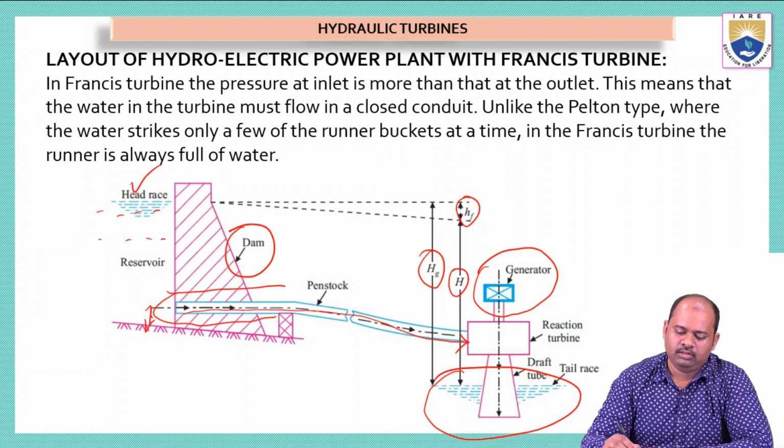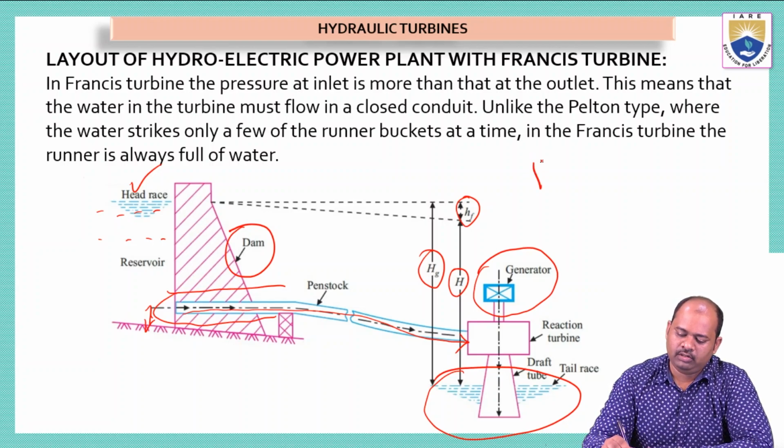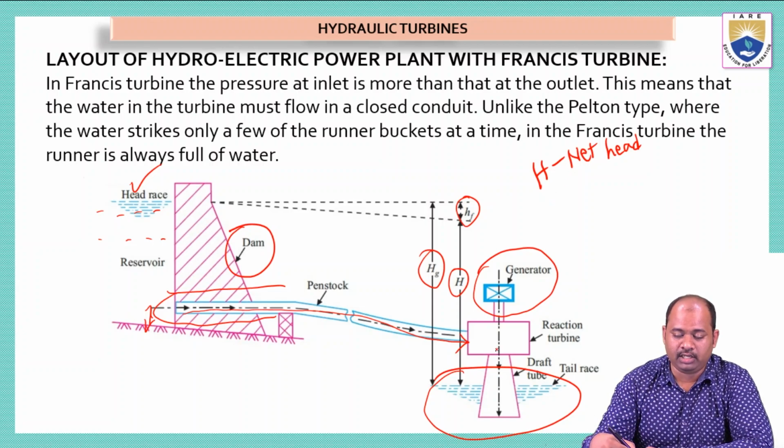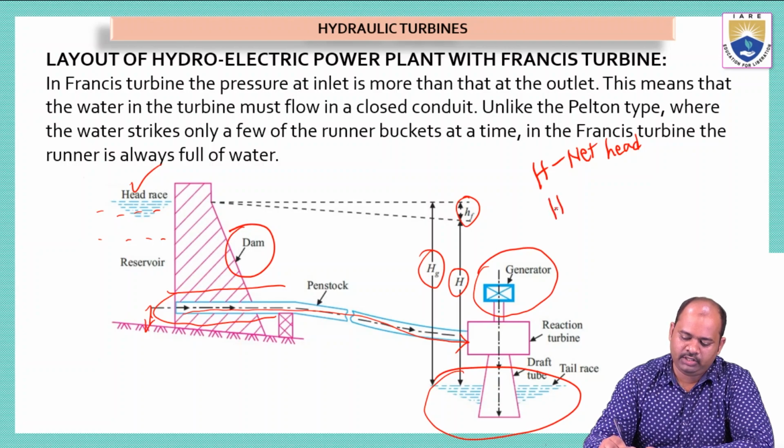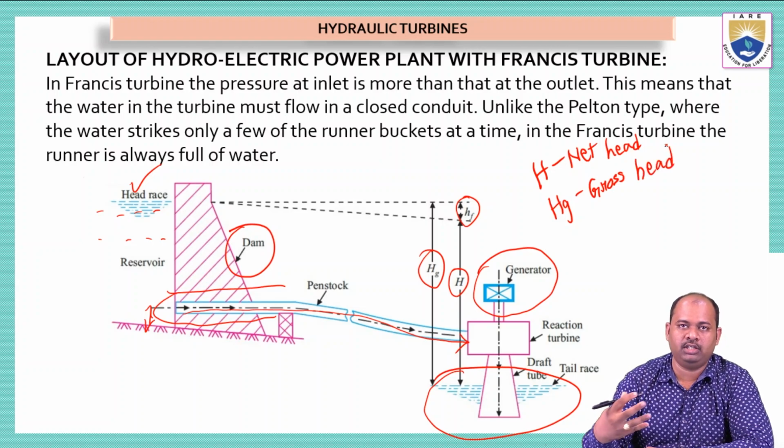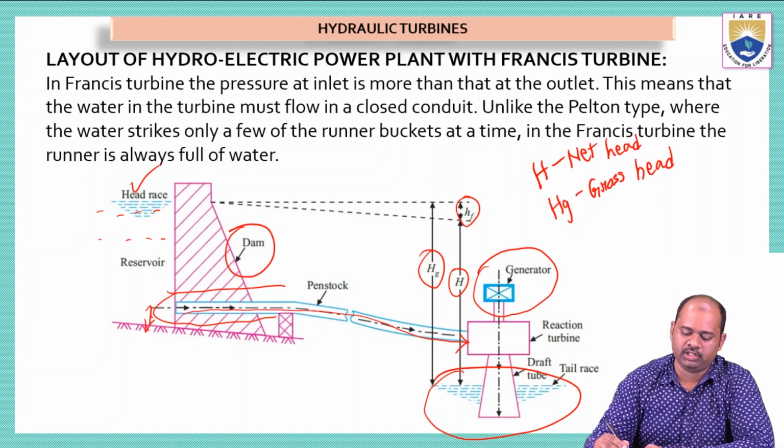Now here we have some definitions. H stands for net head, which is nothing but the head that is available at the turbine, and HG is the gross head. Gross head is the head of the water available in the dam or reservoir. And HF is the head loss due to friction.